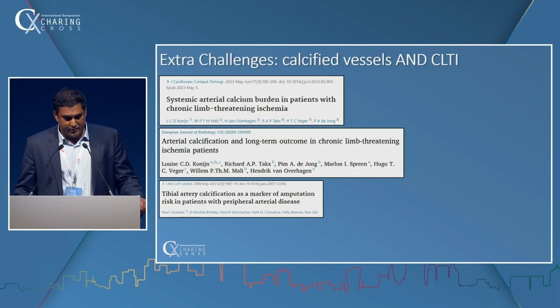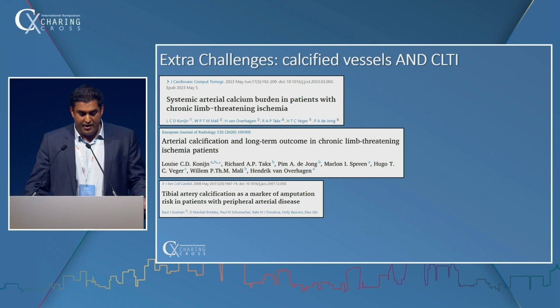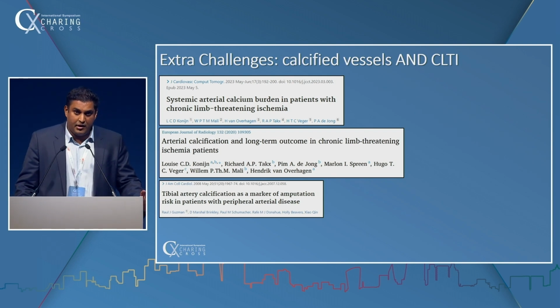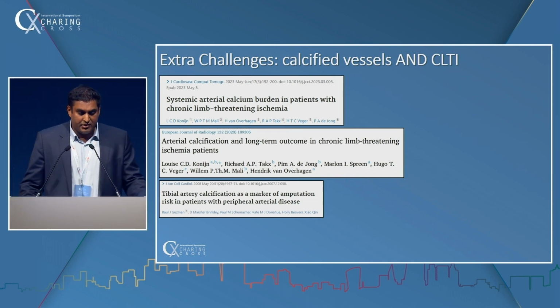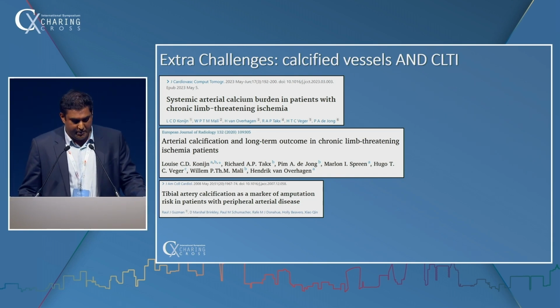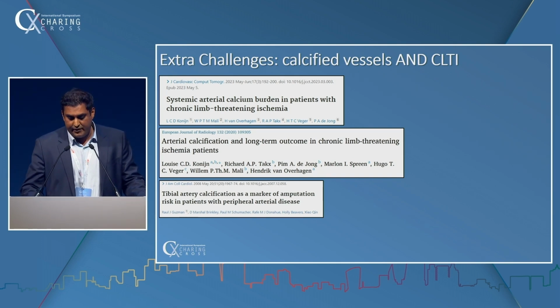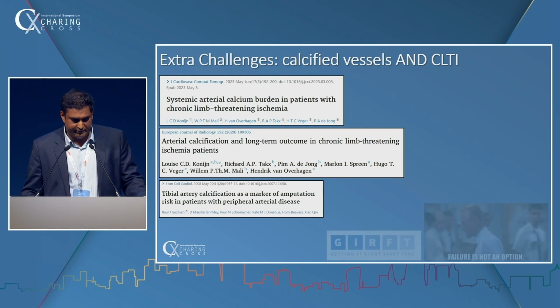What is the problem with patients with CLTI? Well, firstly, we know that they have a systemic arterial calcium burden. These patients have multi-level disease, and there's clear evidence now these vessels are more calcified than non-CLTI patients. And calcification is directly linked to worse outcomes in these CLTI patients. And there are studies that have shown that patients with calcified tibial arteries have a higher risk of amputation than those without calcified tibial arteries.